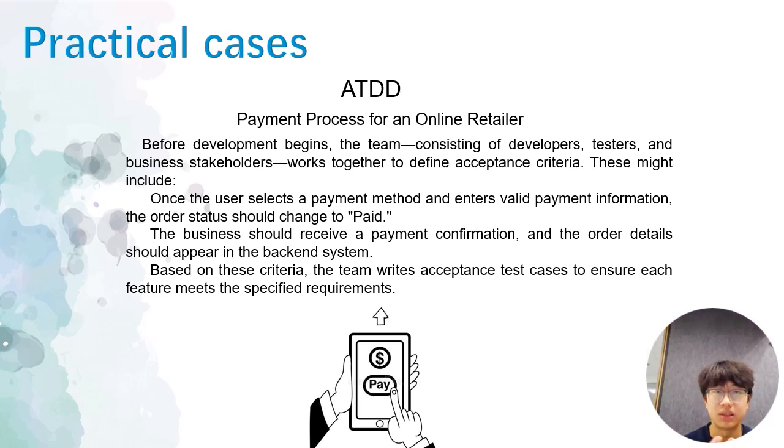Why do we use the ATDD method? To ensure business goals are met. ATDD focuses on ensuring the developed software meets business requirements. Defining acceptance criteria before development ensures the feature delivers value and aligns with the business needs. So after we see these three different practical cases, we can make a summary.